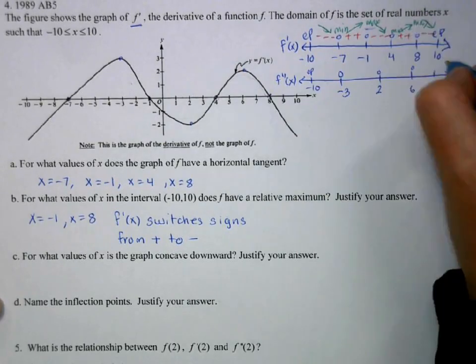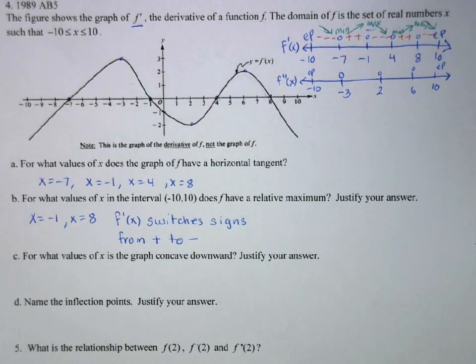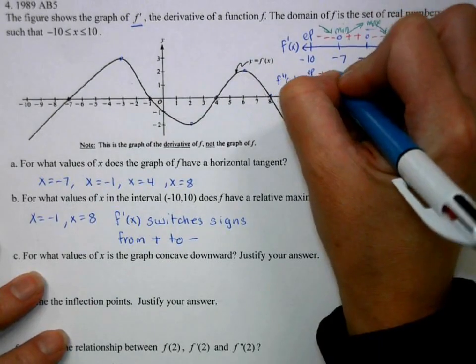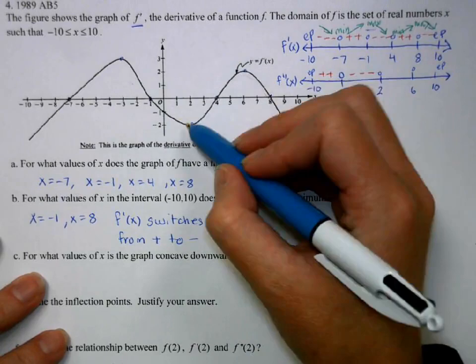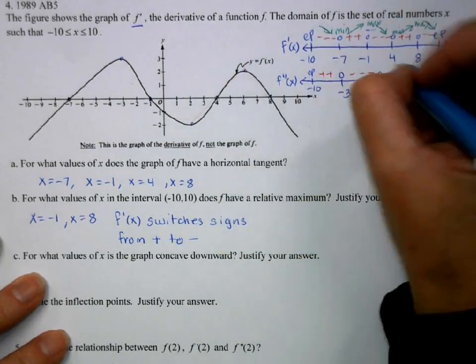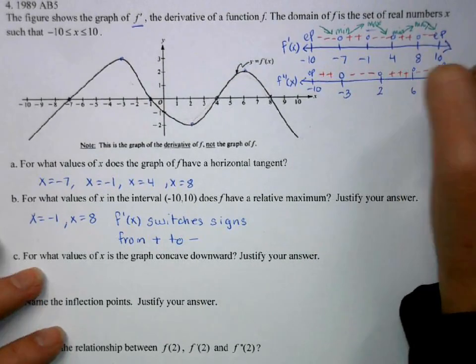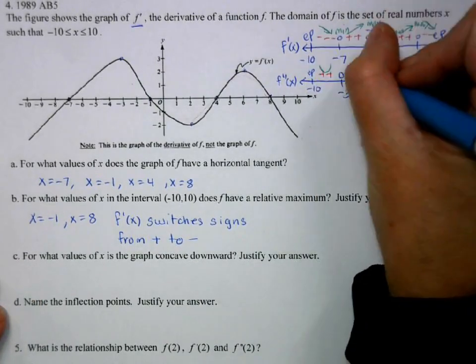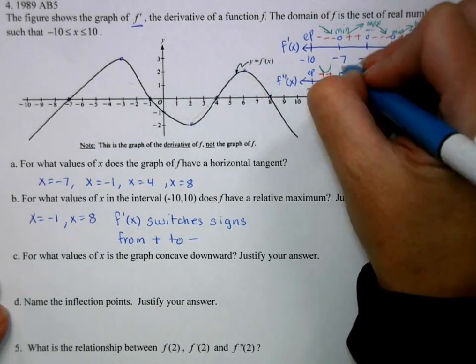Then we're looking at the slopes. So the slopes from -10 to -3, slopes are positive. From -3 to 2, slopes are negative. From 2 to 6, our slopes are positive. And then from here to here, slopes are negative. So the original graph that we don't have in front of us is concave up, concave down, concave up, concave down. There's inflection points at all those changes in concavity.